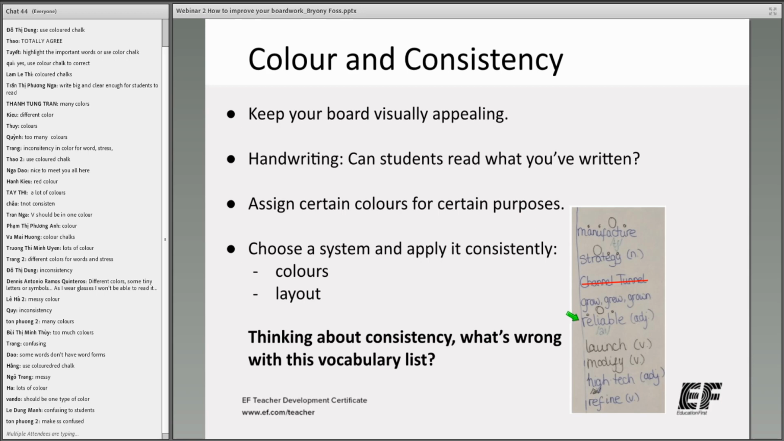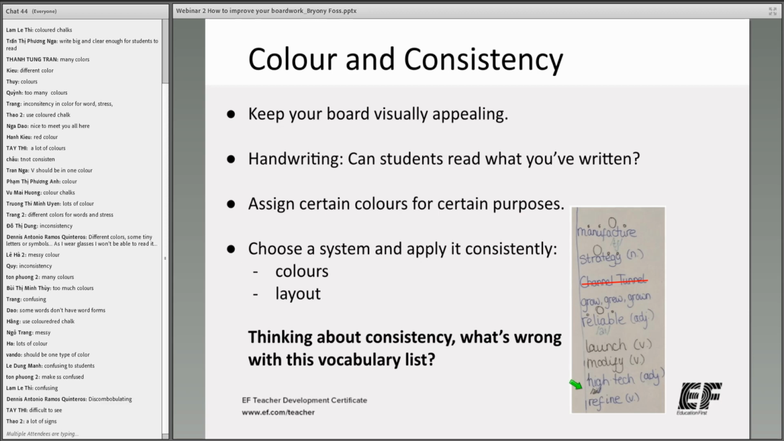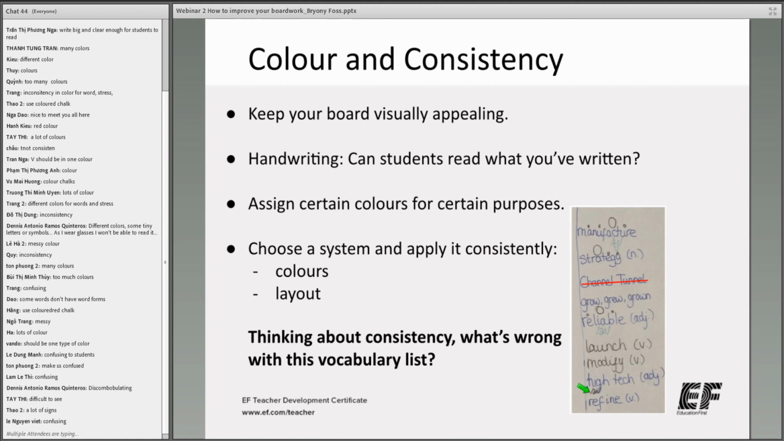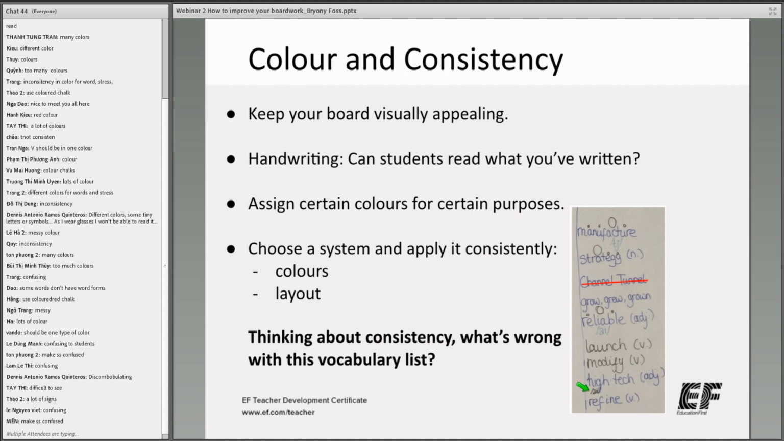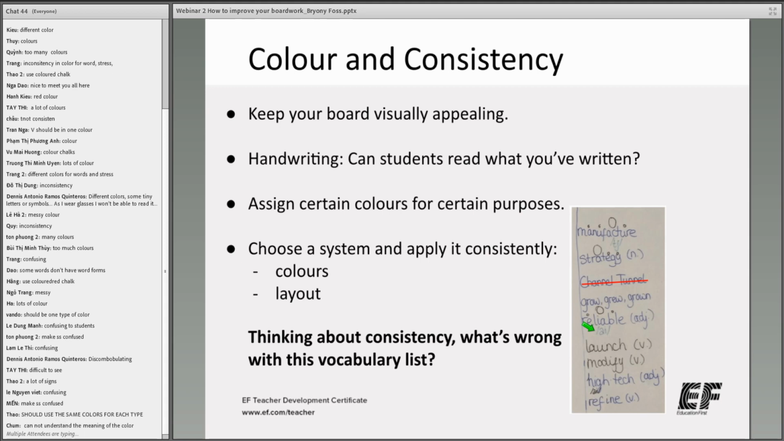I should keep all my words in the same color. So these two words here should be in blue. I've also changed the color that I'm using for phonemes. Again, that can be confusing for students. Writing the phonemes is very useful for pronunciation, but if students think I'm doing something different with these, then they won't understand that the green here symbolizes pronunciation. Same colors for each type. Very good. Discombobulating. Nice adjective.